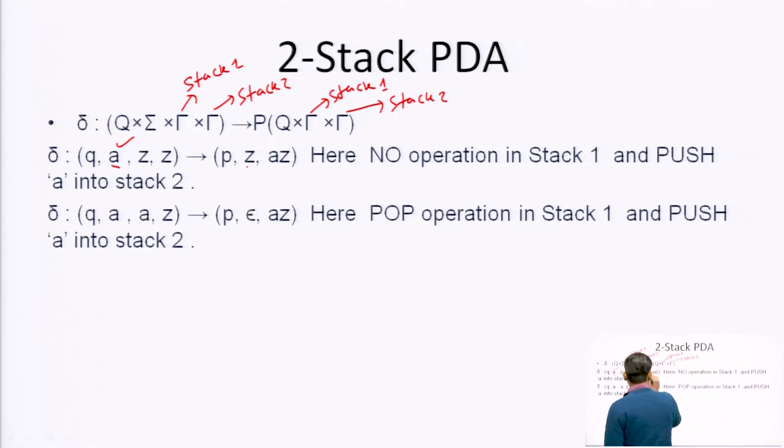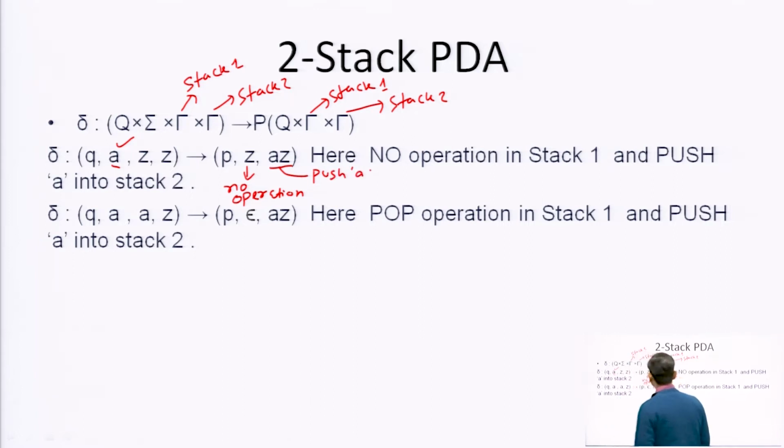So this is no operation in stack 1, and this is push A in stack 2. So here we have no operation in stack 1 and push A into stack 2. This is a transition given as Q, A, Z, Z.